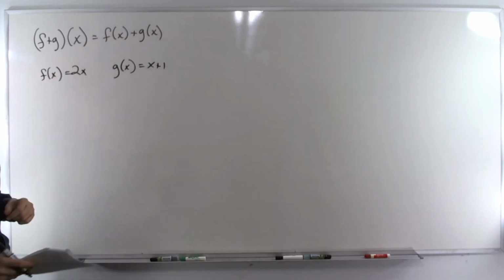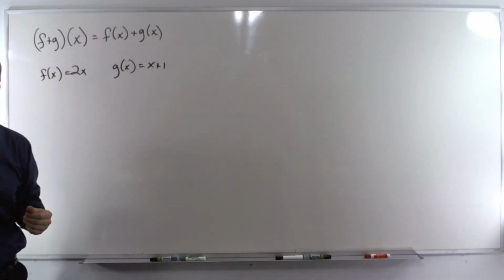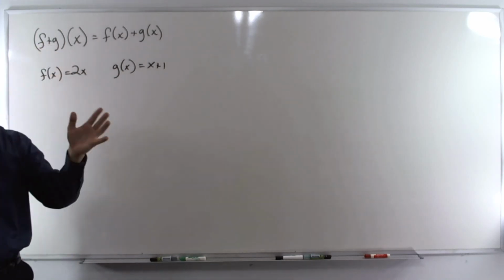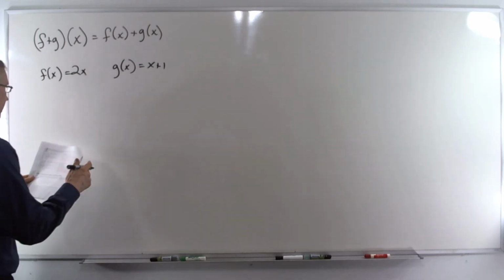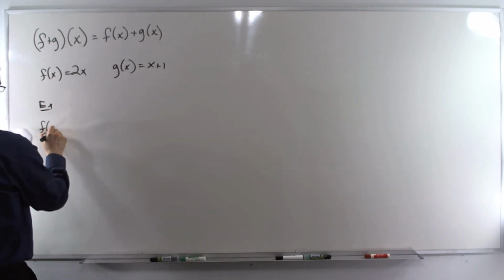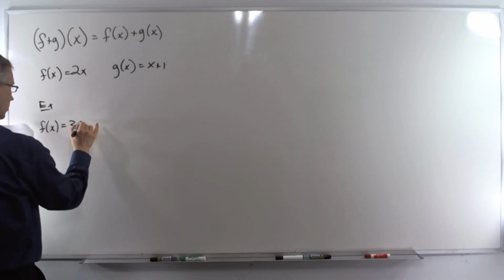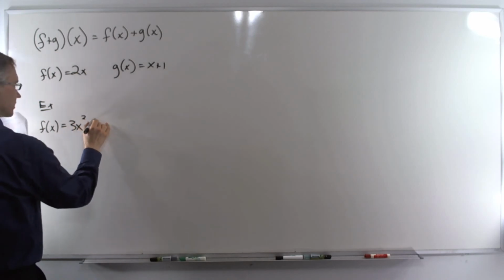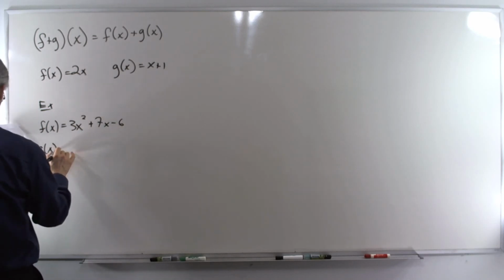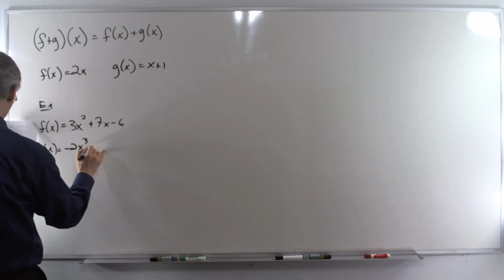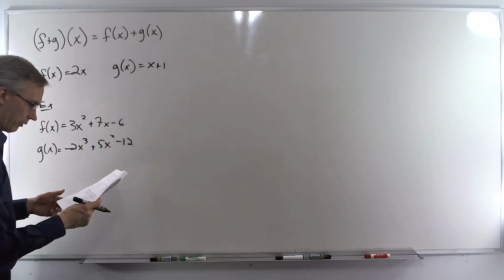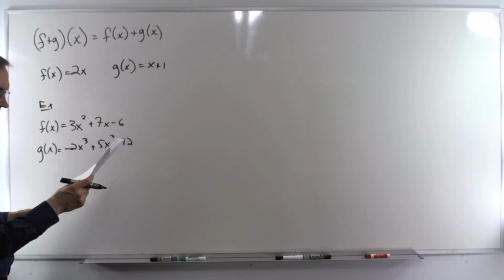Alright, so this is a way of combining functions together into one new function. We're going to take these two functions, combine them together to make the f plus g function. It's an entirely new function. So let's look at an example of that. Let's say we define f of x to be 3x squared plus 7x minus x. And we'll define g of x to be negative 2x to the third plus 5x squared minus 12. Alright, we are going to find f plus g of x and f minus g of x.